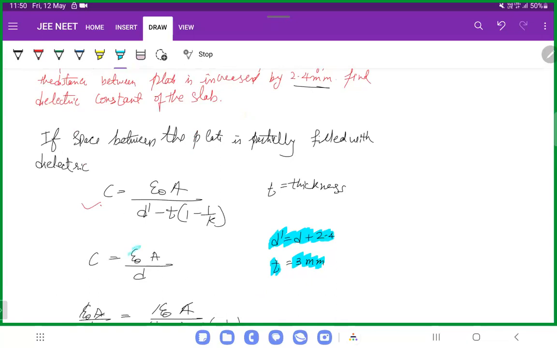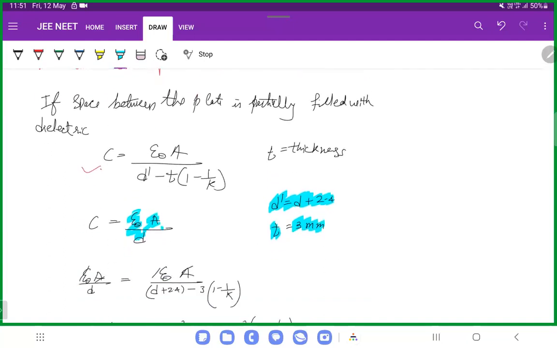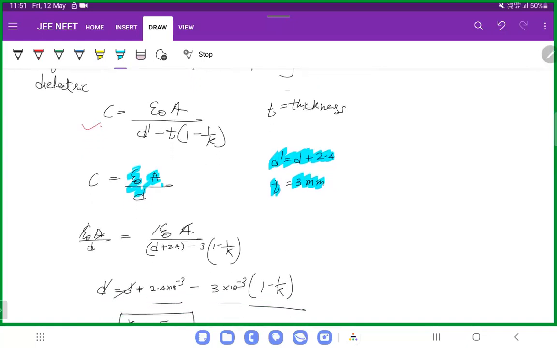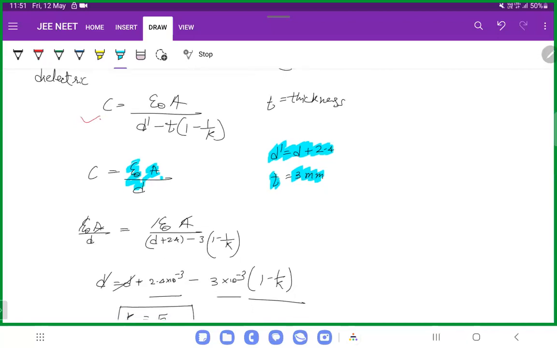Now, C equals epsilon naught A by d. We will equate this to the other expression, so epsilon naught will get cancelled, A and d will get cancelled. Remaining K we can find out.